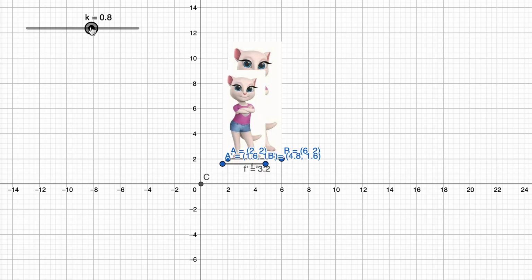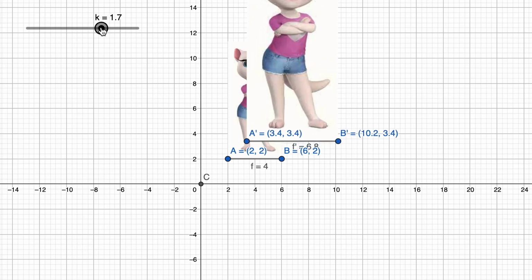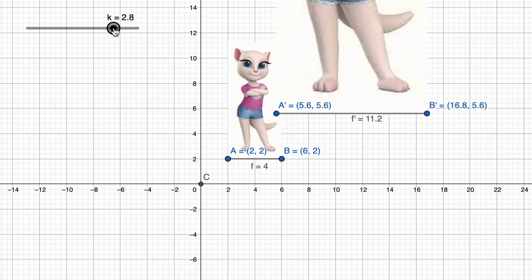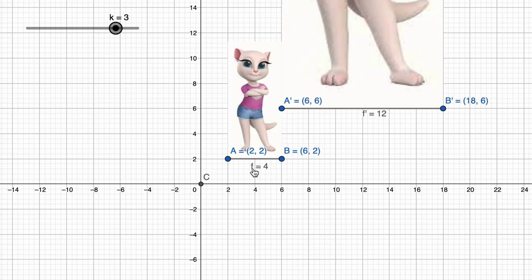Now let's make it 2. Here it is. The length of the original character, the baseline, is 4. But when I made the scale factor 2, now it has become 8. So 4 twos are 8. Now when I make it 3, see what happens. 4 threes are 12. So whatever the scale factor is, the actual length is multiplied by that.